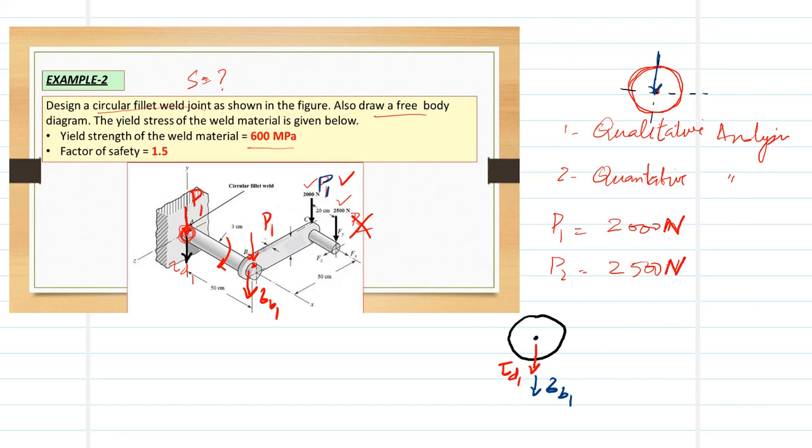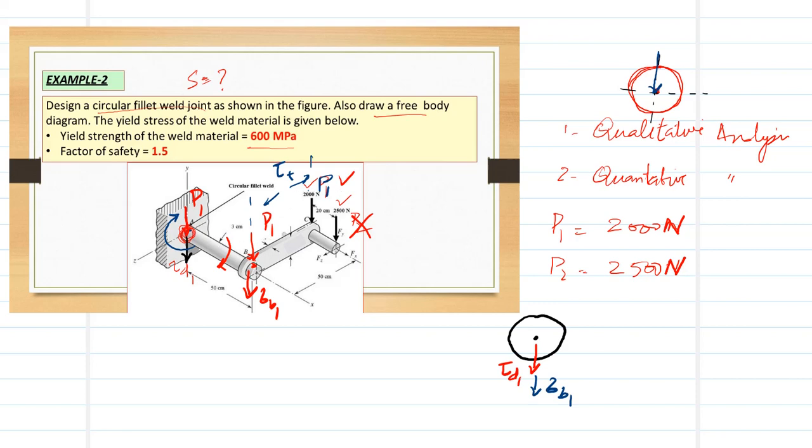So what happens is, because of this arm, this load creates a torsional shear stress. Why? Because it tends to rotate. So see, this is your arm, this is your load, this is your arm, this is the torque. The torque tends to rotate this load in the clockwise direction. So then we have the additional shear stress, that is the torsional shear stress.